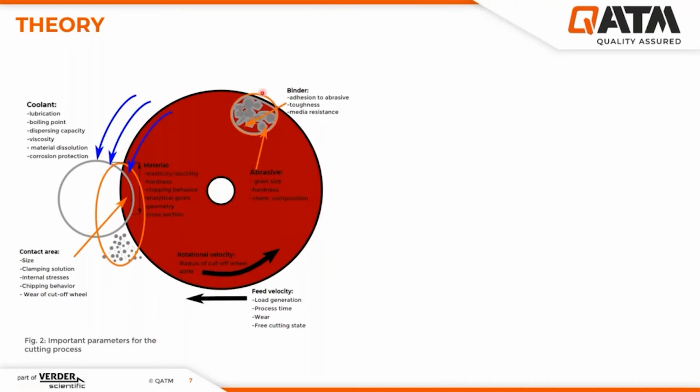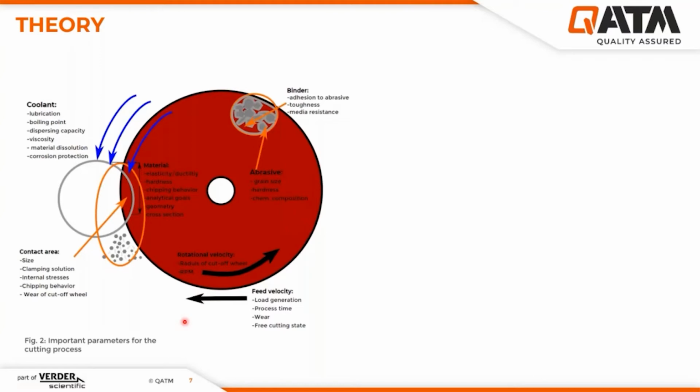Also quite important is the content of the cutoff wheel. Here I talk about the binder phase and the used abrasive, while the abrasive itself is interesting in regards to grain size, hardness, and chemical composition. The binder also has quite important properties such as toughness, its adhesion to the abrasive, and of course porosity and media resistance.